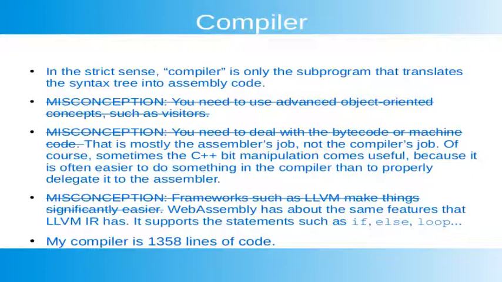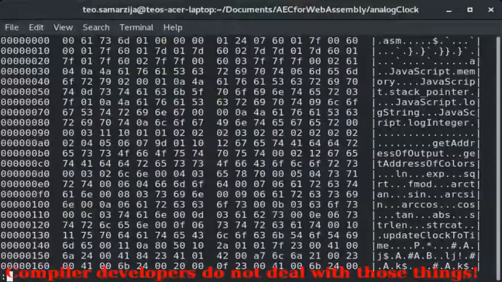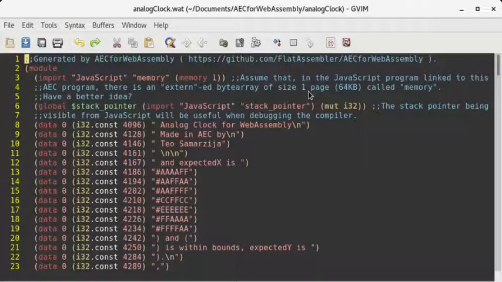Another very common, perhaps even more common misconception is that when writing a compiler you need to deal with the bytecode or machine code. Well, that's mostly the assembler's job, not the compiler's job. Sometimes you can do some in the compiler, but in the ideal case, you wouldn't do that.